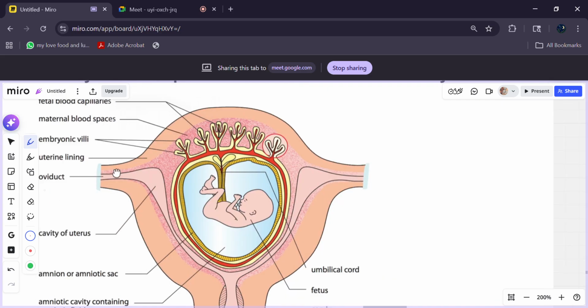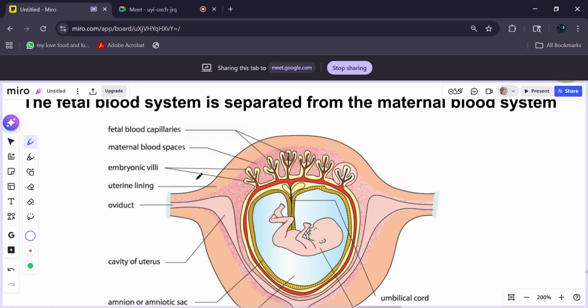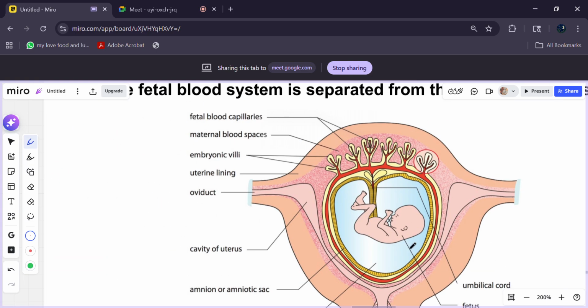Now this explains why the fetus's blood system is separated from the maternal blood system, because the blood may be different, and the blood pressures are also different. So if they were to mix, it could damage the maternal blood, and it could damage both the fetus and the mother.